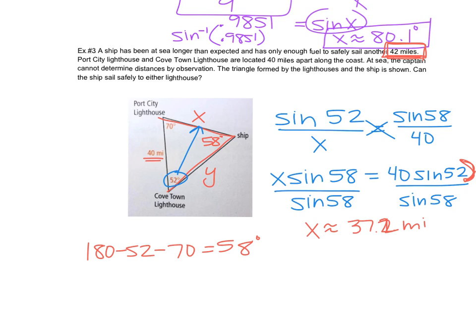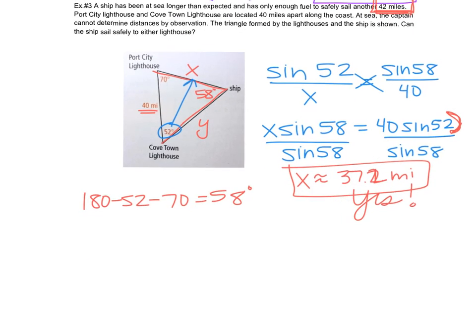Did you get 0.5? Oh. You good? Okay. So 37.2 miles. Can they make that trip? Yeah. So X would work. This is a big fat yes. Okay. Could they make the trip to Covetown Lighthouse?